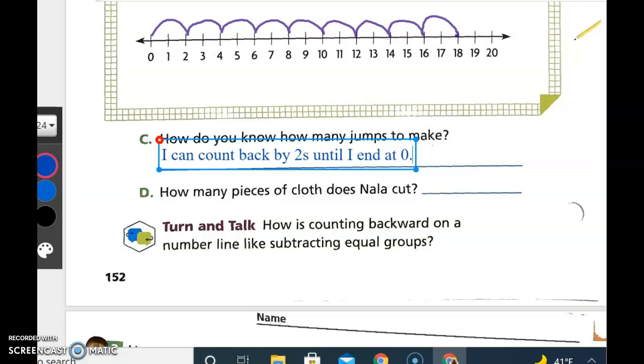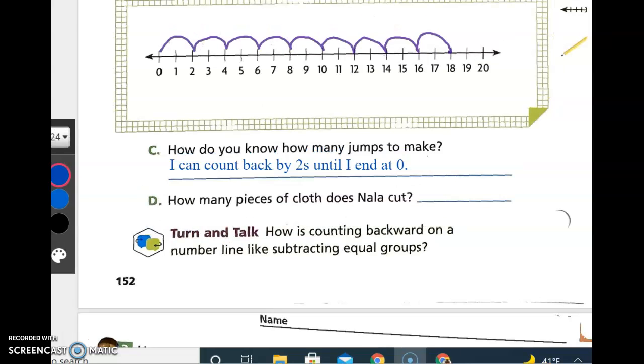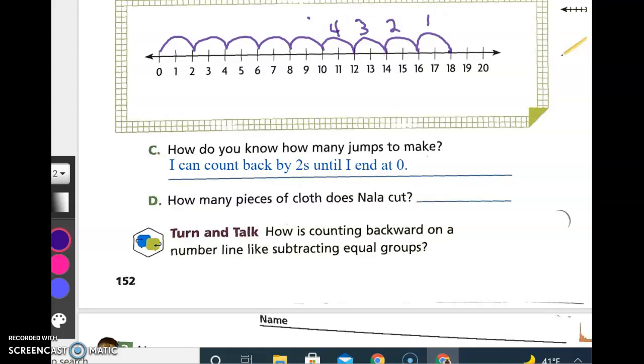Okay, if you're home, stop and get that. All right, who can remember what our prediction was at the top of the page? 9. So let's count our jumps. 1, 2, 3, 4, 5, 6, 7, 8, 9. So how many pieces of cloth does Nala cut? 9 pieces.